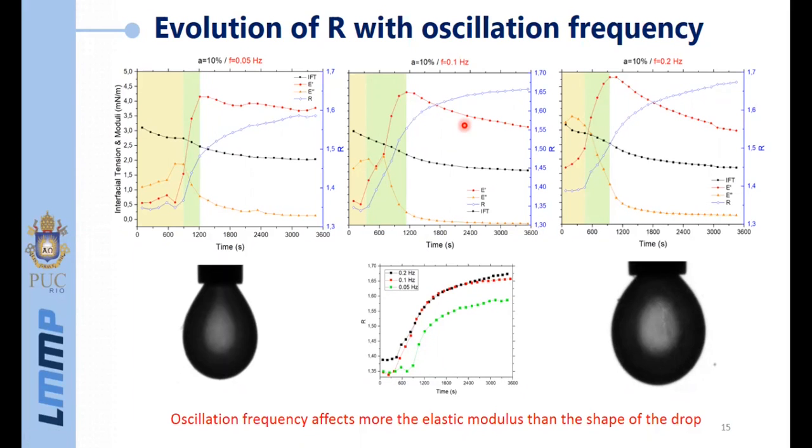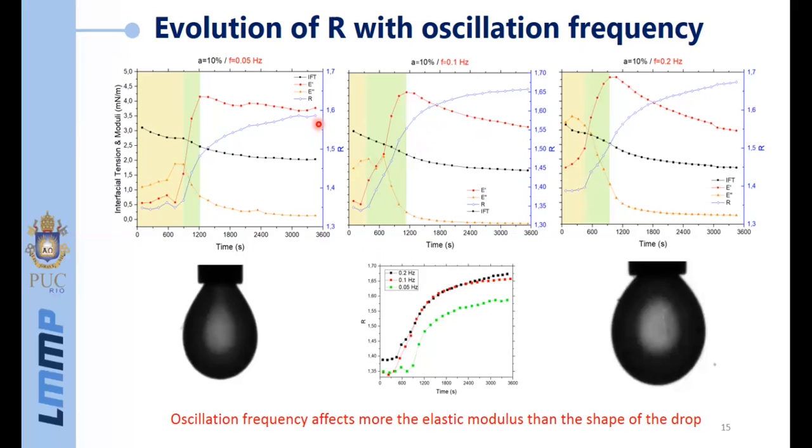So the conclusion is simple. Here, the elastic modulus is affected. On the contrary, the R evolution is not dynamically affected by the frequency. The profile is quite the same, but only the final values are lower for the lower frequencies.